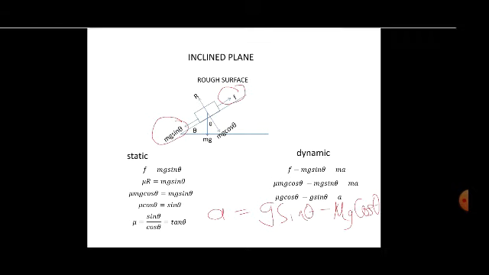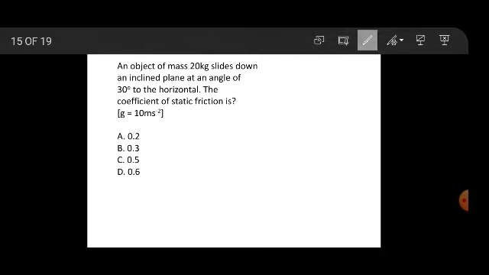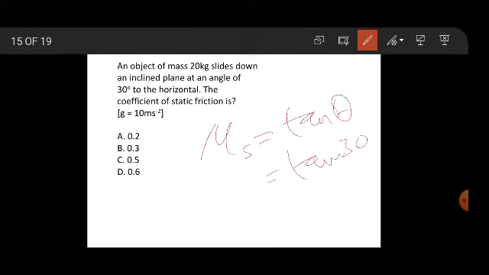So we move to questions. Here it says an object of mass 20 kilograms slides down an inclined plane, inclined at an angle of 30 degrees to the horizontal. The coefficient of static friction is, from what I've shown you, simply equal to tan theta. So the theta here is 30 degrees, so that means tan 30. With our calculator, to find tan 30, we are going to get 0.577, which is actually 0.6. So D here is the answer.